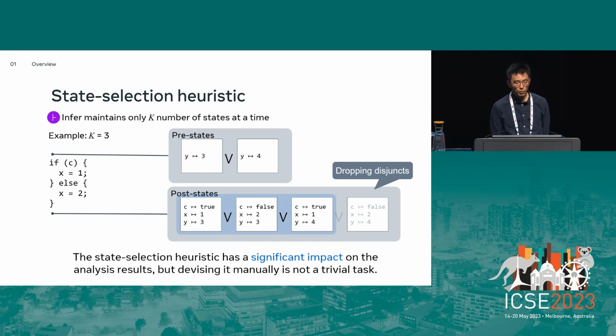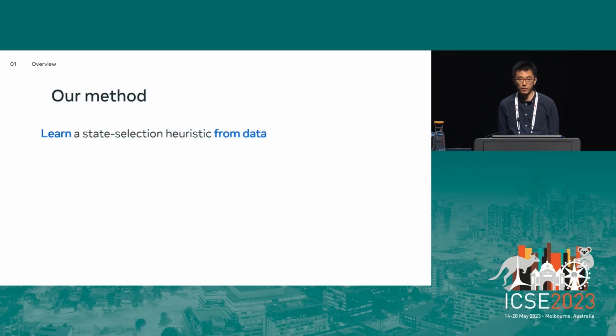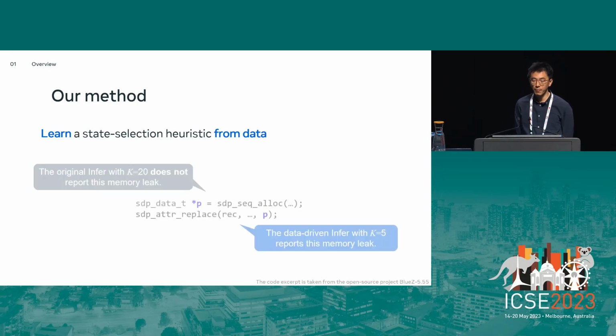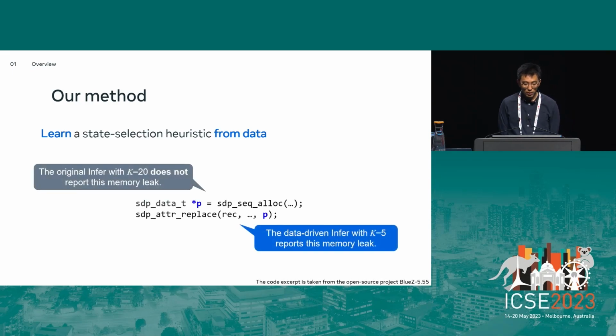By this, it improves precision, but this selection heuristic significantly impacts the analysis result. And it is quite challenging to devise it manually because we have to consider the state, the program context, and also the program syntax. So our method is quite simple. Let's learn a state selection heuristic from data. For the code that I've shown, if you use the original Infer with k=20, it does not report this memory leak. But if you use the data-driven Infer with k=5, it reports this memory leak.